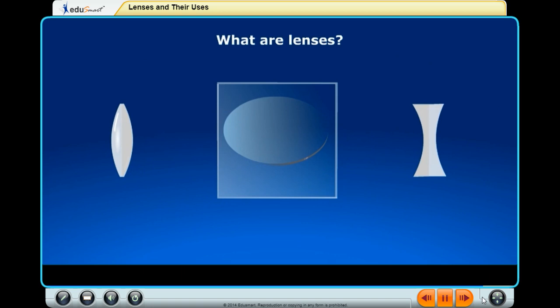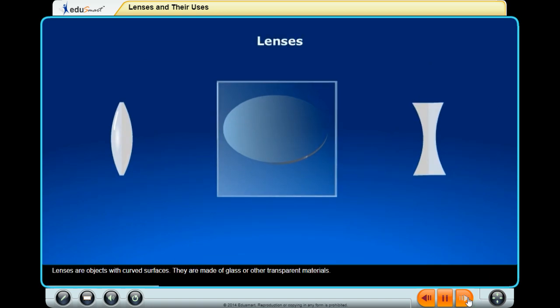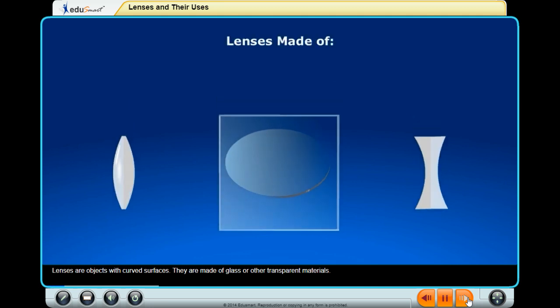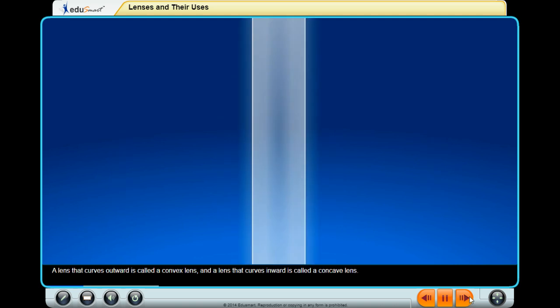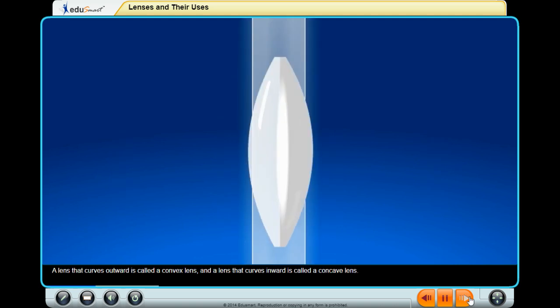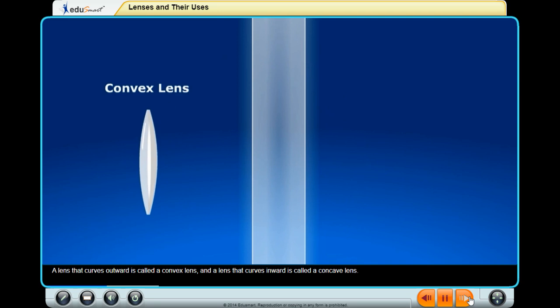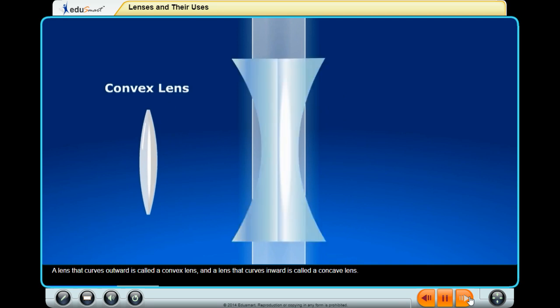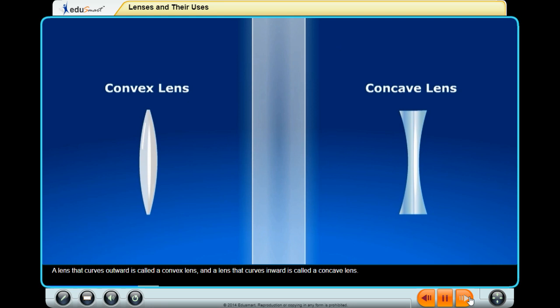What are lenses? Lenses are objects with curved surfaces. They are made of glass or other transparent materials. A lens that curves outward is called a convex lens, and a lens that curves inward is called a concave lens.